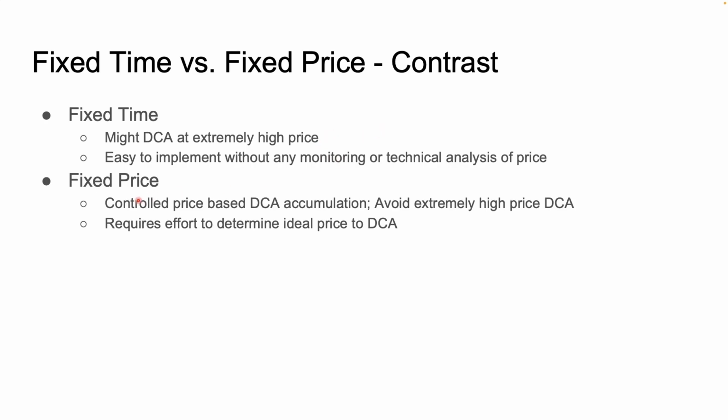The SNR way is a fixed price based DCA. The advantage is that it's a more controlled way of doing your DCA accumulation. It tends to help you to avoid extremely high price dollar cost averaging in. It does require effort to determine ideal price to DCA and to constantly be aware of where you need to actually accumulate your asset at that price.